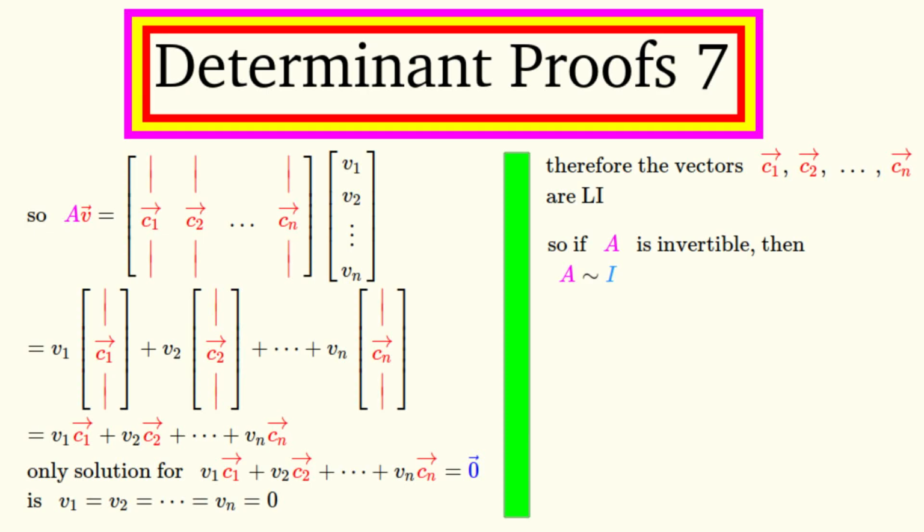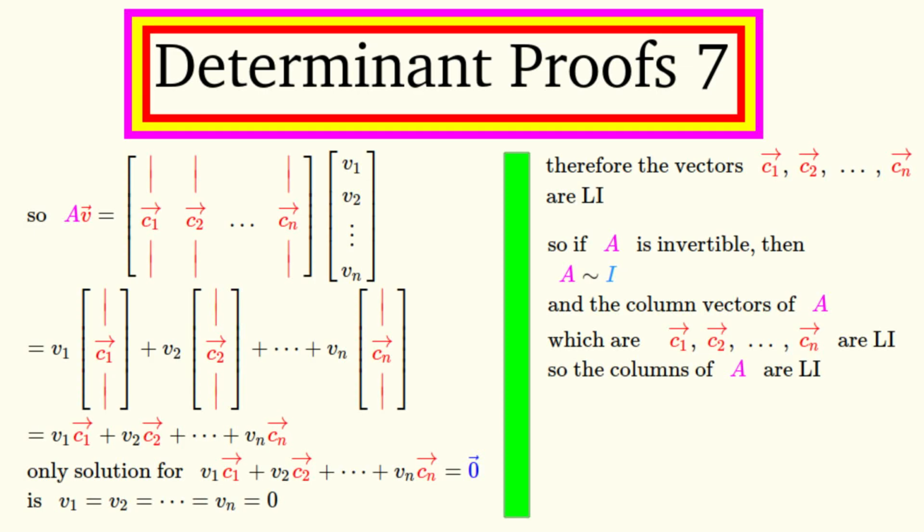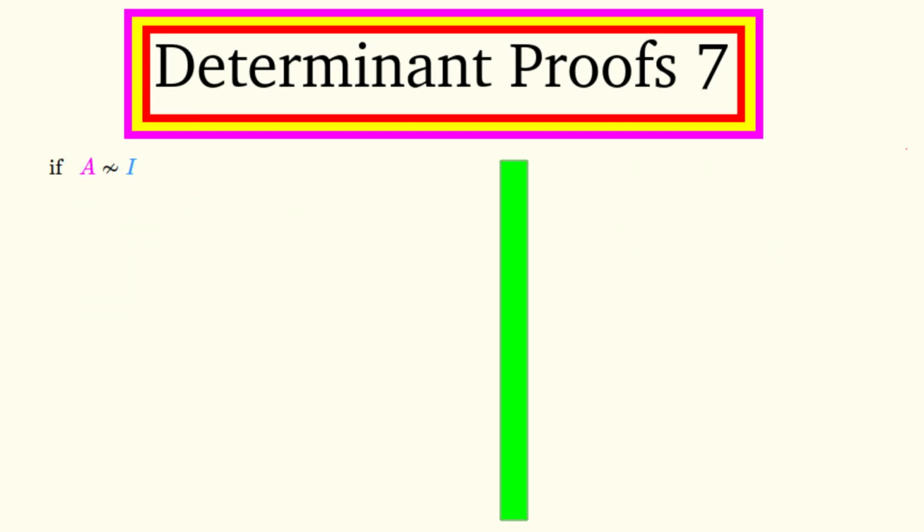So I'll just summarise what I've written. If A is invertible, then A is row equivalent to the identity matrix. And so the column vectors of A, which are c1 to cn, are linearly independent. I'm not confident that we can run this part of the proof in reverse. So I'll show that if A isn't row equivalent to the identity matrix, then its column vectors aren't linearly independent. And we can say that they are linearly dependent because they can't be anything else than these two things.